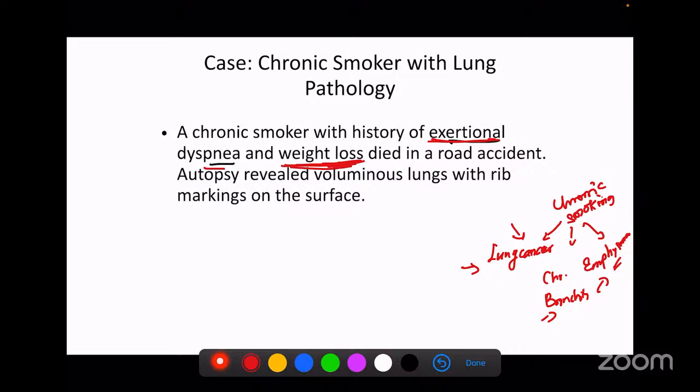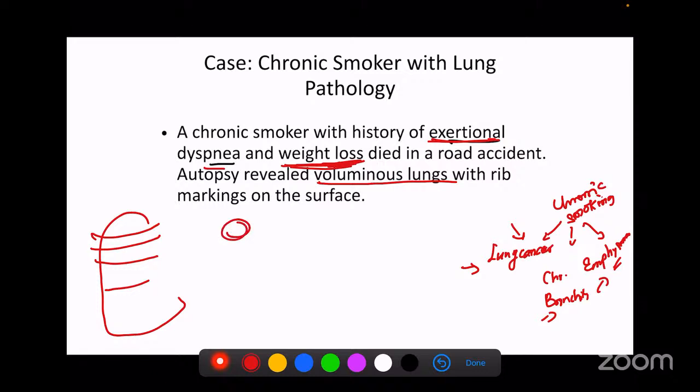But look at what they say here. The autopsy revealed voluminous lung. That means the lung is enlarged in size more than normal, and there are rib markings on the surface of the lung. So what is the reason the lung is enlarged in size? In which condition does the lung enlarge in size? In lung cancer, we have a mass, so the whole lung is not going to be enlarged. In emphysema, the lung is going to be voluminous and there are going to be rib markings.